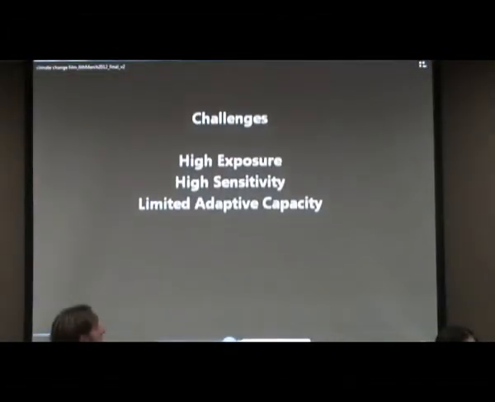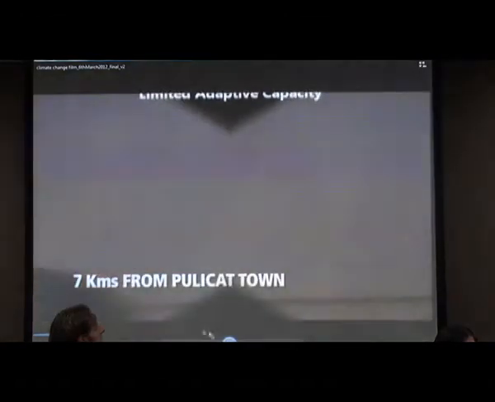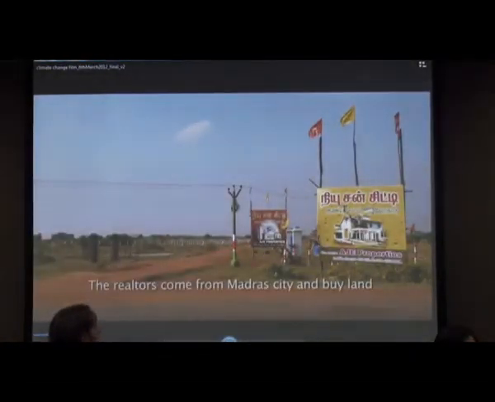The challenges that we are trying to address, as I mentioned earlier as well, are high exposure, high sensitivity, and less adaptive capacity. Now we go into a clip or a bite from a community in Tamil Nadu, where they talk about what challenges they have been facing. Basically this is module 1 of the toolkit, where they try to express how climate change is impacting their life, their livelihood, and their survival in that community.